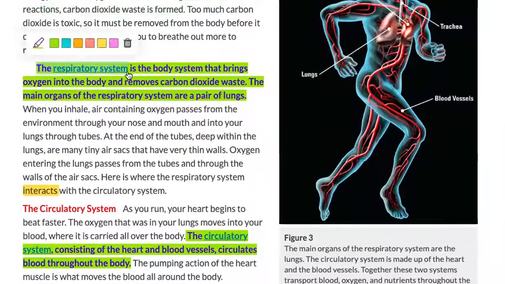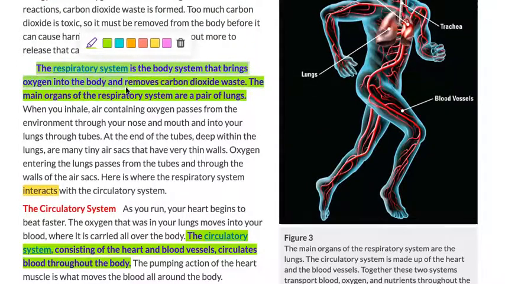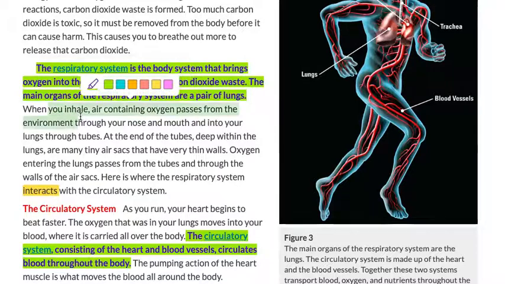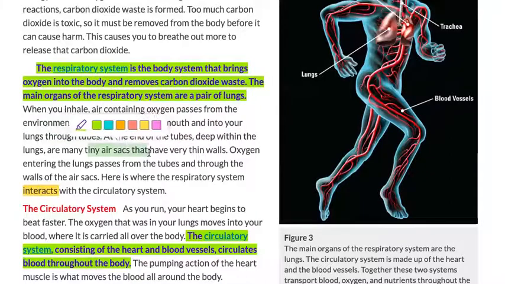The respiratory system is a body system that will bring oxygen into the body and remove carbon dioxide waste. The main organs of the respiratory system are your pair of lungs. When you inhale, air containing oxygen will pass from the environment, through your nose and mouth, into your lungs through tubes. At the end of these tubes are very tiny air sacs called alveoli, which have very thin walls, and this is where gas exchange occurs.